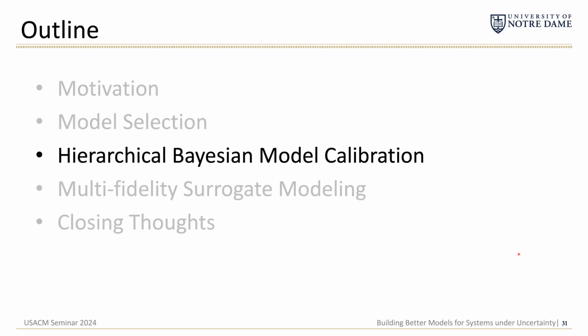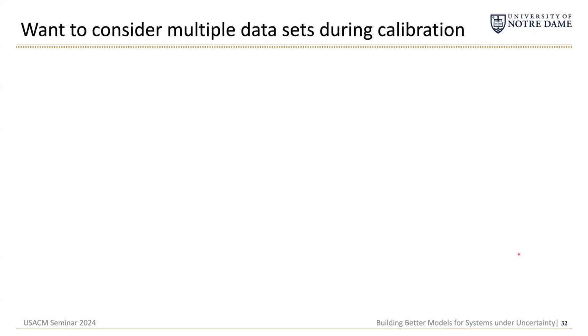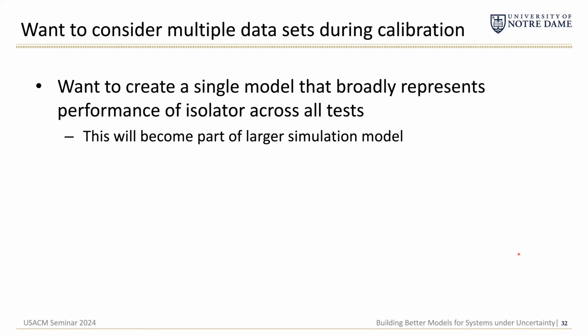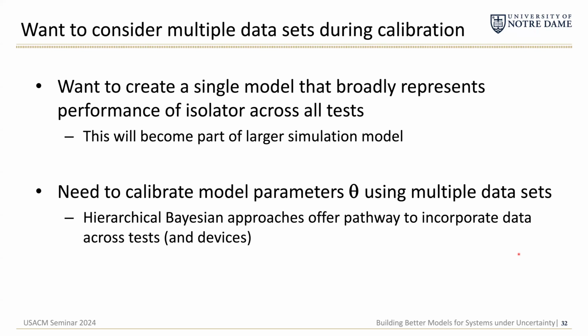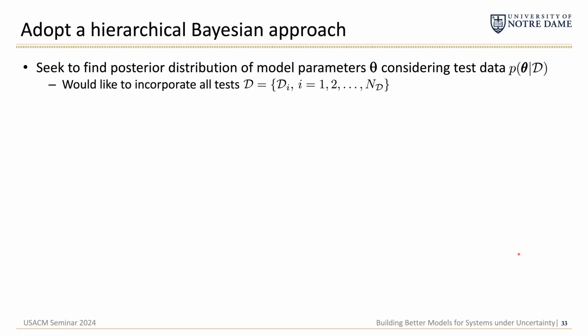But what this all then leads to is this idea of the importance of maybe taking on a hierarchical type of model calibration. So what if we wanted to consider multiple data sets during calibration, right? We want a single model that broadly represents the performance of these isolators across all tests. And so in order to do this, we want to calibrate model parameters in that vector theta using multiple data sets, and hierarchical Bayesian methods actually offer a pathway for us to do this, both across tests and potentially across devices.